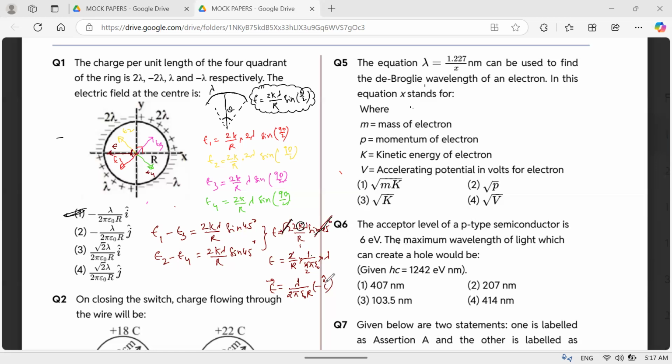Clear? Because in E1 and E3, E1 is dominating. So this is your net dominating. And in E2 and E4, this is dominating. So the resultant is acting in this direction, negative x-axis. So the E value will be equal to this picture. Please take the screenshot, I'll be wrapping up this question. I've written everything in detail, so you can revise the formula. That is how we go through the relation for this one. Clear?